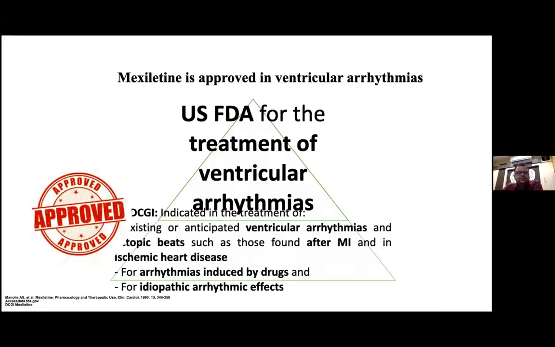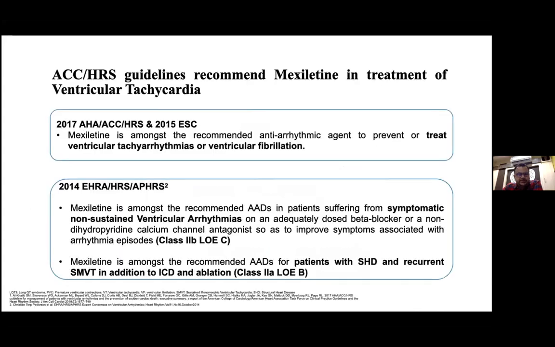So the mexiletine is actually approved in ventricular arrhythmias by the US FDA for the treatment of VT, and so it is an unexplored drug. And the mexiletine is amongst the recommended antiarrhythmic agents to prevent or to treat VT and VF. And in 2014, the European Society, the Heart Rhythm Society, and the Asia Pacific recommended mexiletine amongst the recommended AEDs in patients suffering from symptomatic non-sustained ventricular arrhythmias on an adequately dosed beta blocker or a non-dihydropyridine calcium channel antagonist, so as to improve symptoms associated with arrhythmia episodes. So it is to be used always in combination with the other antiarrhythmic agents. It should not be used as an alone agent.